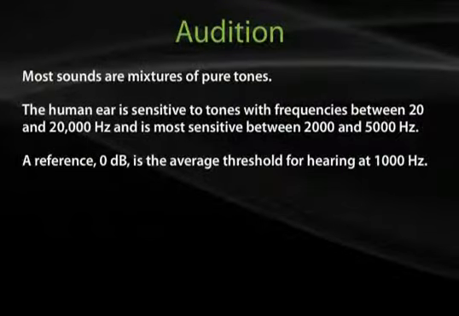Most sounds are mixtures of pure tones. The human ear is sensitive to tones with frequencies between 20 and 20,000 hertz, and is most sensitive between 2,000 and 5,000 hertz. A reference, 0, is the average threshold for hearing at 1,000 hertz.